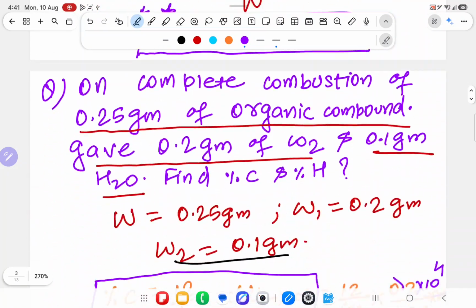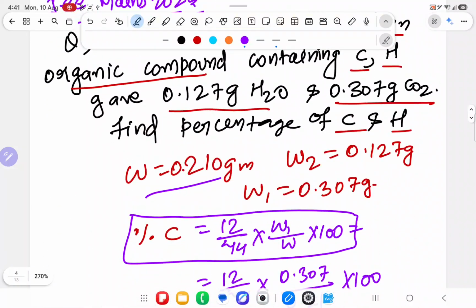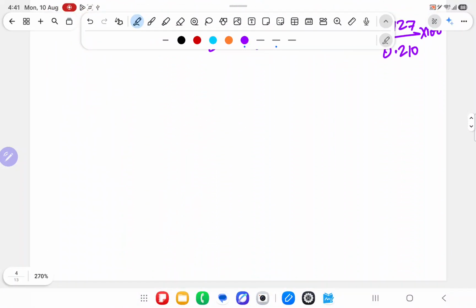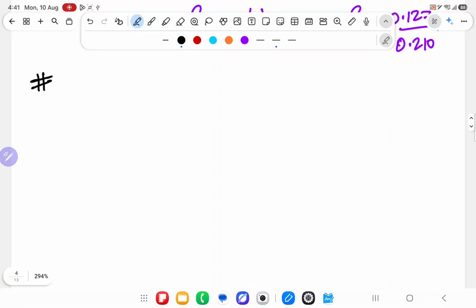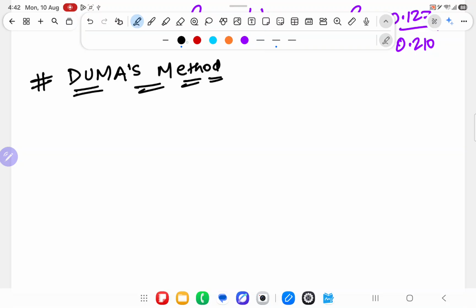Now we are going to see the second method for estimation, and we have done 20-25 questions also. The second method is called the Dumas method. It is used to find the percentage of nitrogen. Again I am saying, if you are not getting anything, please watch 2 to 3 times. Don't waste time just saying you are not getting anything.